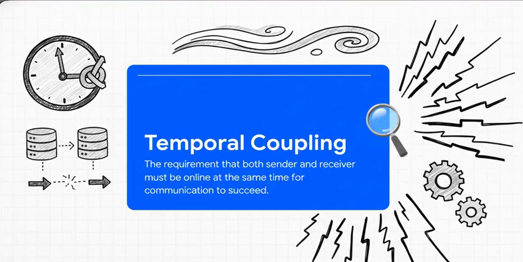This idea, this dependency on everything happening at the exact same time, has a technical name. We call it temporal coupling. It basically means the sender and the receiver are handcuffed together in the exact same moment in time. And for modern apps that need to be up and running 24/7, that's a huge, huge problem.